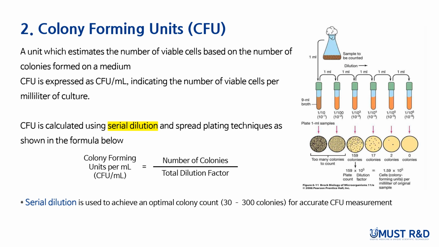If the sample is too concentrated, excessive colony formation occurs, making it difficult to count individual colonies. To obtain reliable results, serial dilution is essential. The optimal number of colonies for CFU counting is between 30 and 300. The CFU value is calculated using the following formula. Count the number of colonies on the plate and divide it by the total dilution factor.